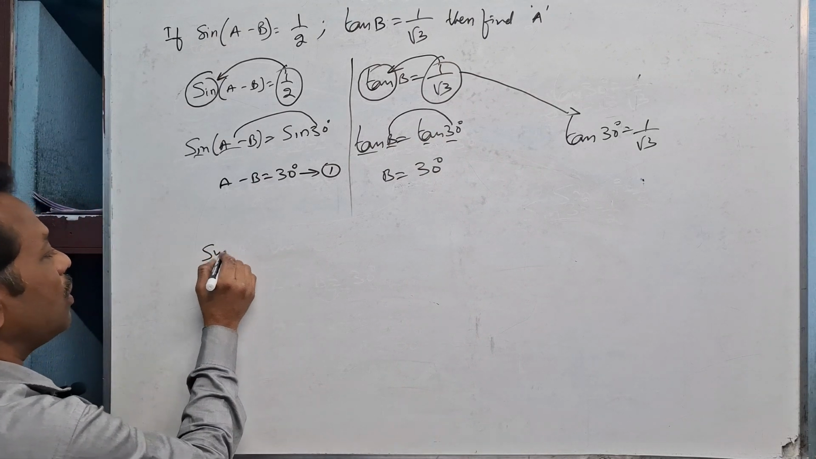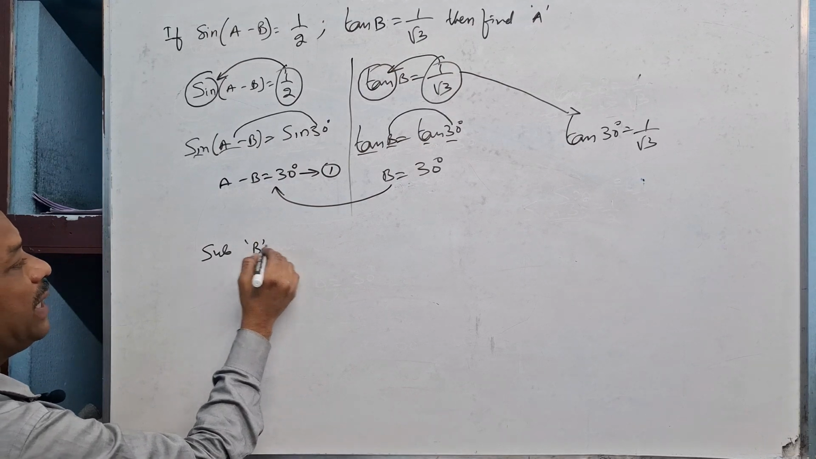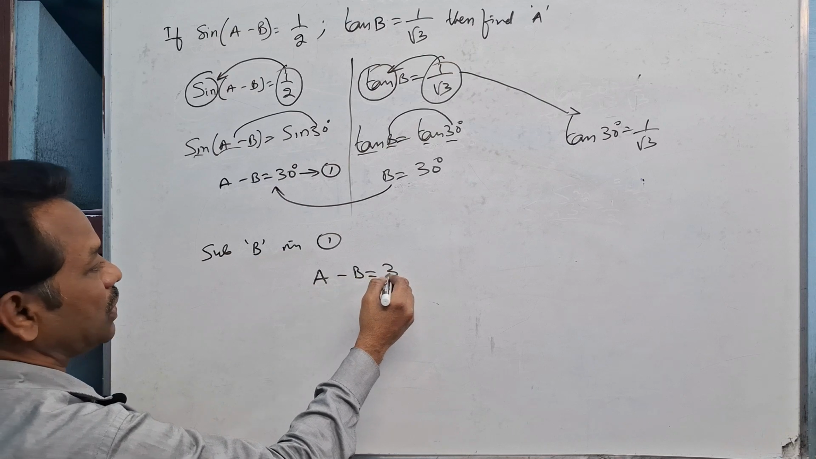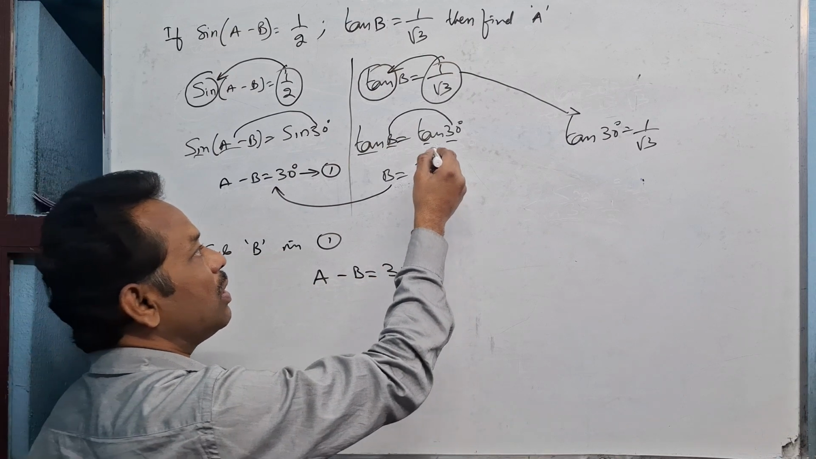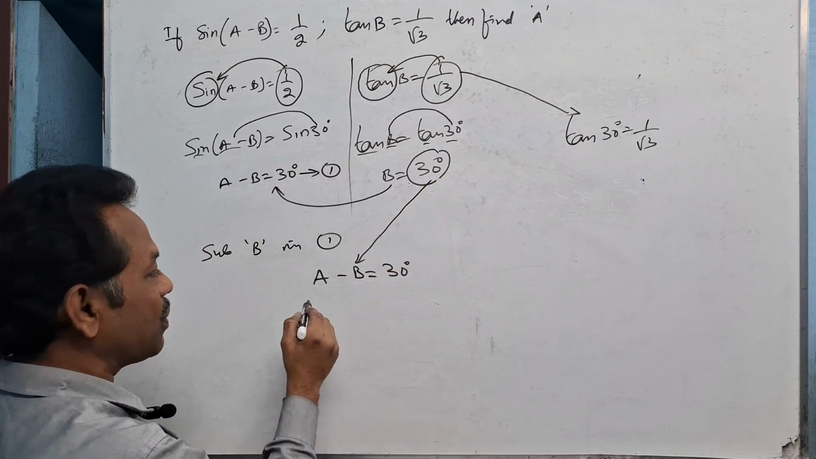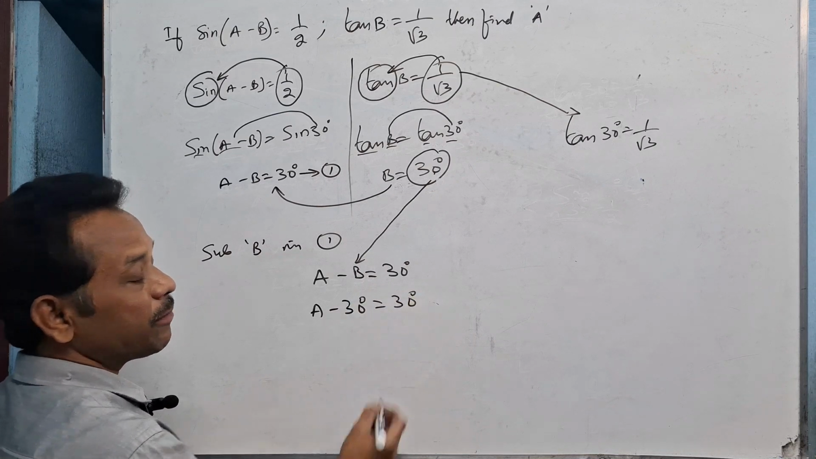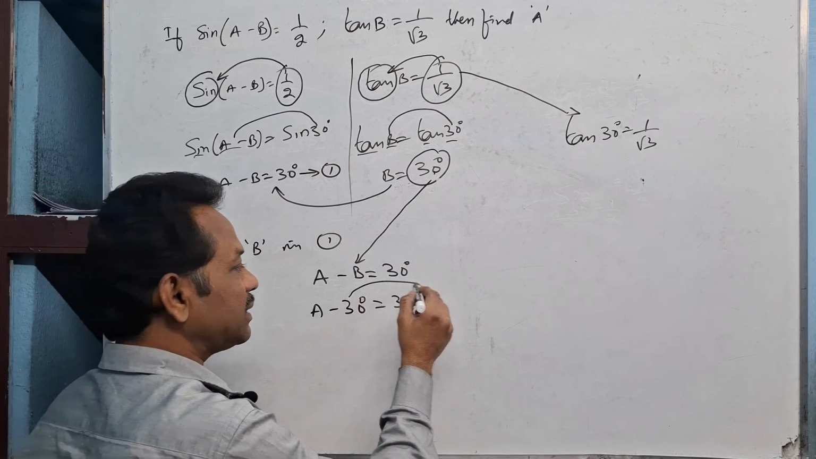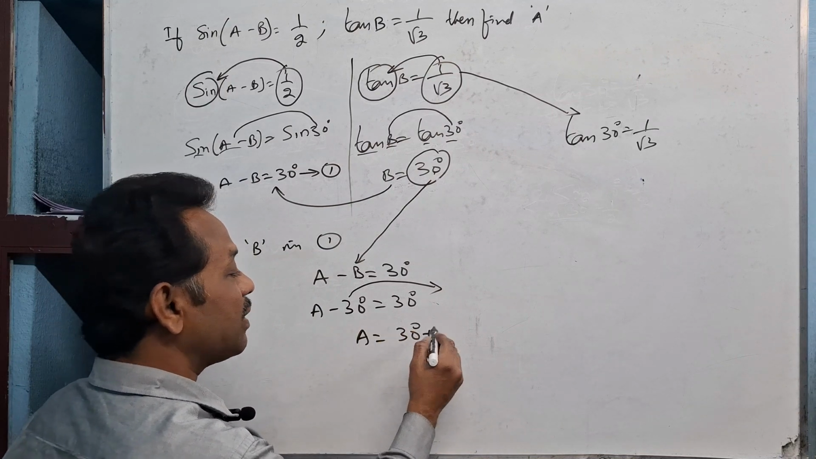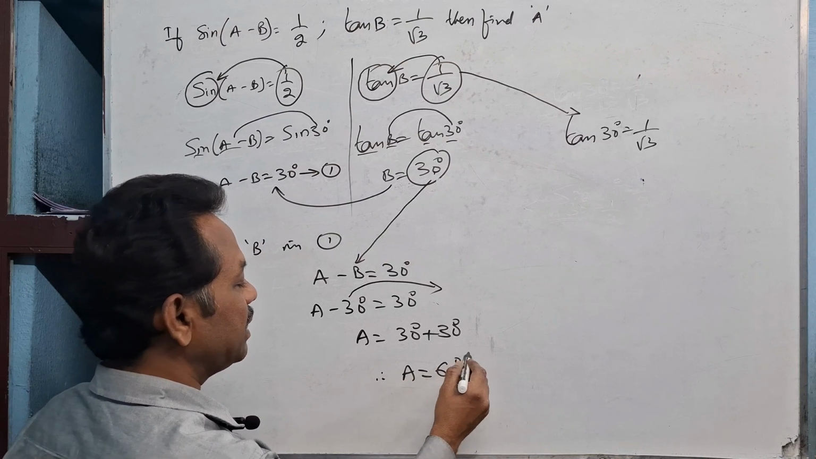Next, I'll take the B value and put it in equation 1. Substitute B in equation 1. My equation 1 is A minus B equals 30 degrees. We already know the value of B, so let me put 30 degrees in the place of B. So A minus 30 equals 30. Now minus 30 is shifted to that side, so we get A equals 30 degrees plus 30 degrees. Therefore, the value of A is 60 degrees.